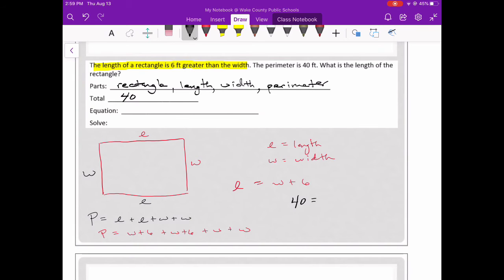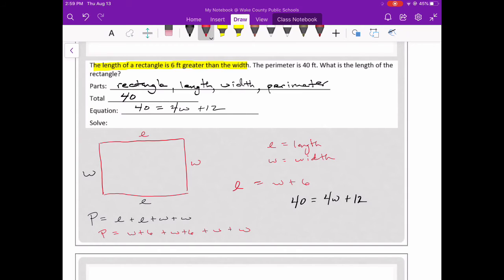1, 2, 3, 4 W's. So W plus W plus W plus W is 4W. 6 plus 6 is 12. And look at that. I've got an equation to help me solve for the width of this rectangle. So 40 is 4W plus 12. And now I just solve.